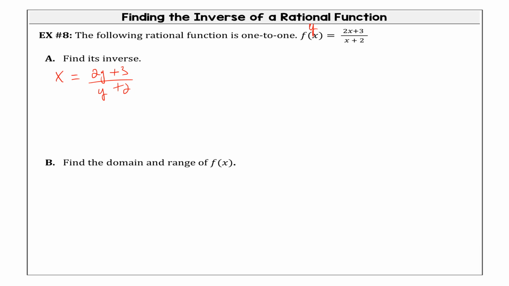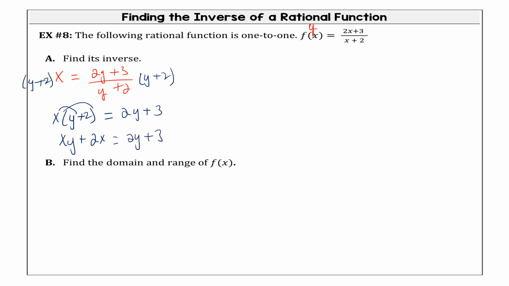Okay, so we have y plus 2 in the denominator. We're going to multiply because we have to get our variable out of the denominator. So we're going to multiply both sides by y plus 2. When I multiply both sides by y plus 2, I'm left with x times (y plus 2) equals 2y plus 3. Okay, I'm going to distribute my x to get rid of my parentheses. So we're left with xy plus 2x equals 2y plus 3.